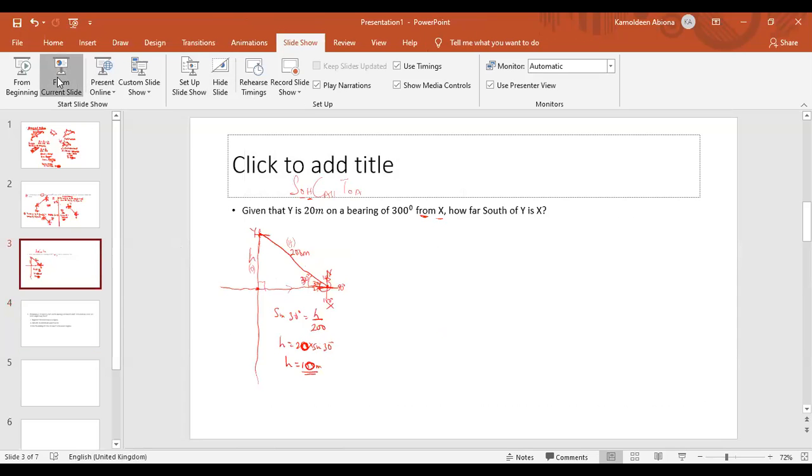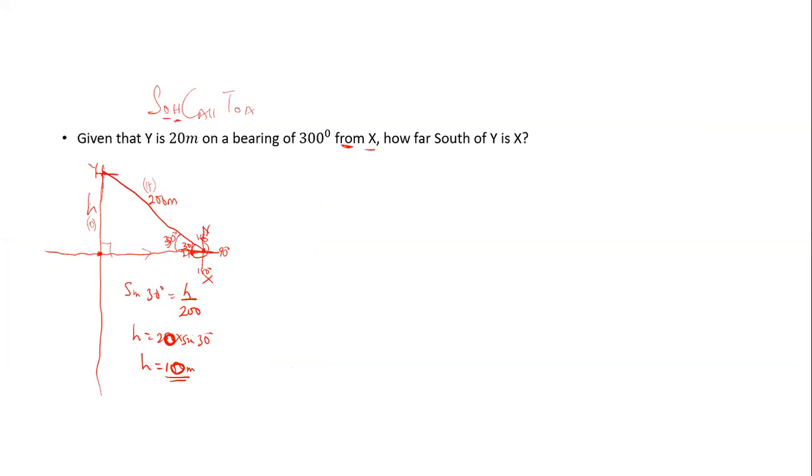Let me quickly make that explanation again. Like I said, we have three-figure bearing, and what do we call the other? Compass bearing.